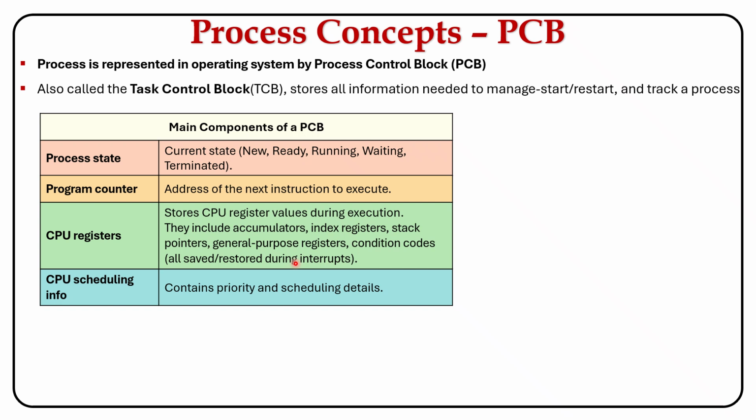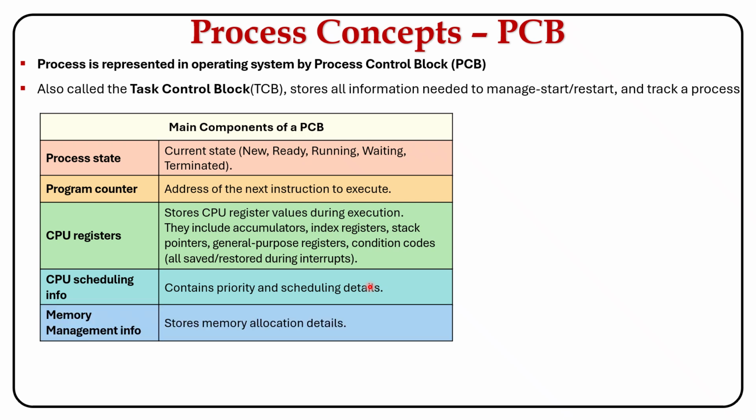The next component is CPU scheduling information. Here, it contains the priority and scheduling details. The operating system uses this information to decide whether the process should get the CPU next or not. Next, we have memory management information. It stores the details about the memory allocated to the process, helping the operating system manage memory efficiently.